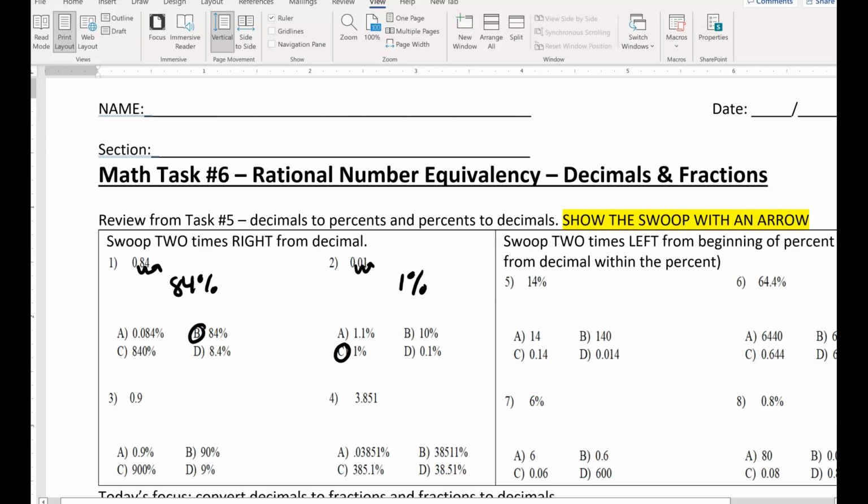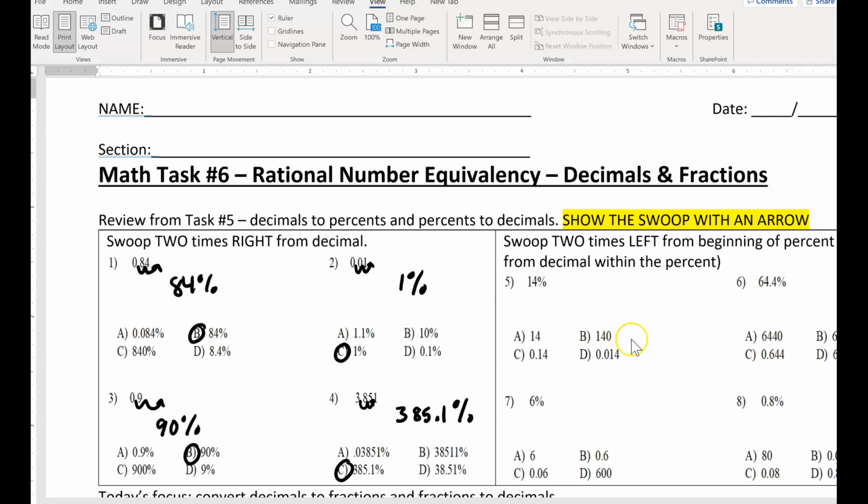Number 3, you're going to do an Edpuzzle. And number 4, you're going to do an Edpuzzle. So you should have gotten B and C. Remember, empty space gets filled with a 0, and start from the decimal 2 times, end up in between 5 and 1.